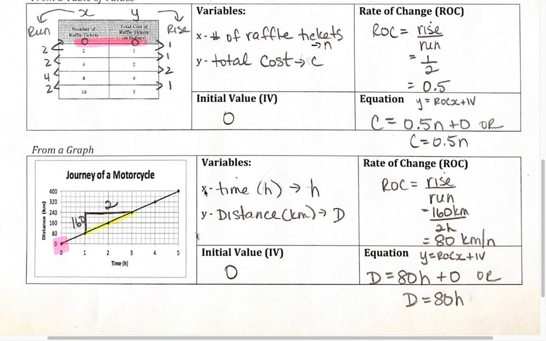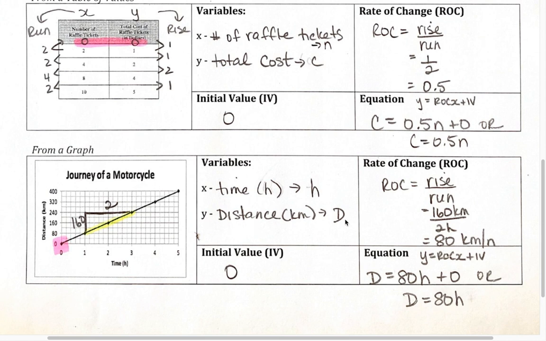So I know that my independent variable is always my x, so that's going to be on my x-axis. And when I look at my x-axis here, I have time in hours. So my independent variable is going to be time in hours, and I'm just going to call that h to simplify it up. And my dependent variable is always on my y-axis. In this case, it's distance. So I've got distance in kilometers, and I'm just going to call that d.